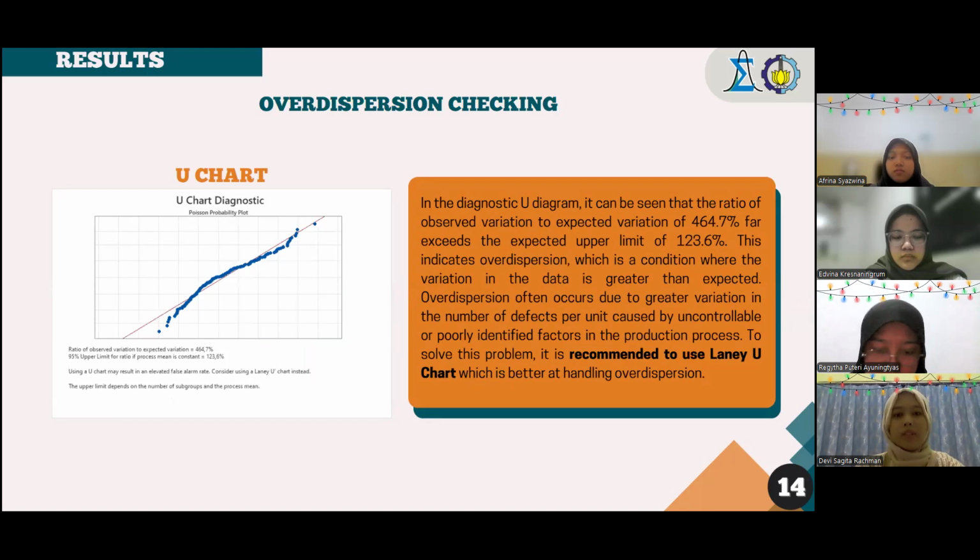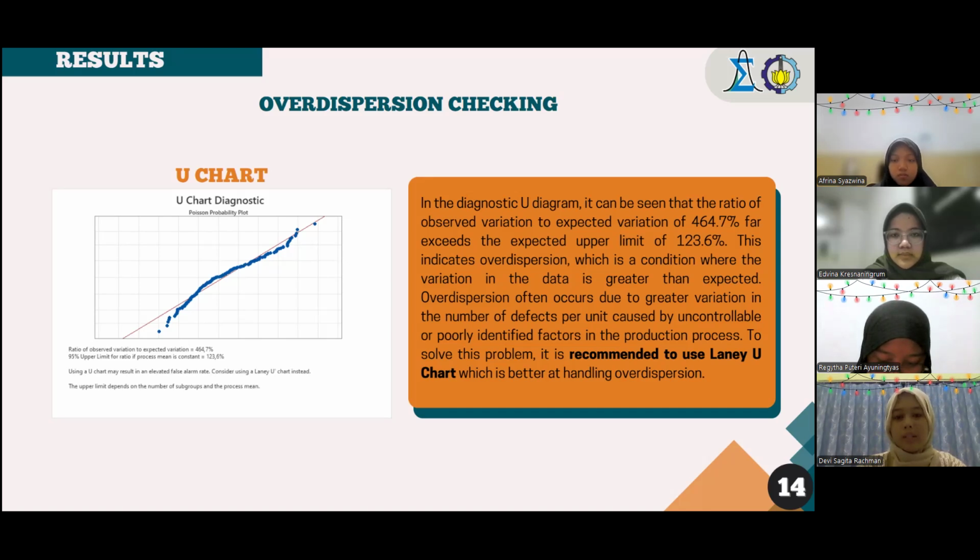Okay, next, the over-dispersion check. The first is the U chart diagnostic. In the diagnostic U chart, it can be seen that the ratio of observed variation to expected variation is 464.7%, far exceeding the expected upper limit of 123.6%. This indicates over-dispersion, which is a condition where the variation in the data is greater than expected.